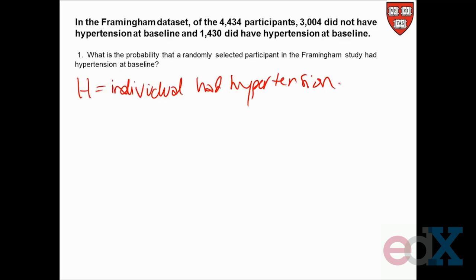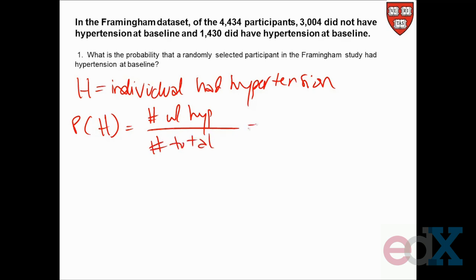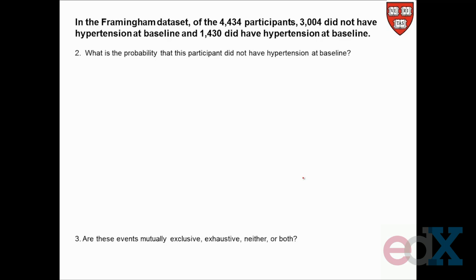We're going to call this event H. And we can calculate the probability of H as the number of individuals with hypertension divided by the total number of individuals in the population. In this case, it's going to be 1,430 divided by 4,434, which, if you plug that into a calculator, is equal to 0.32.